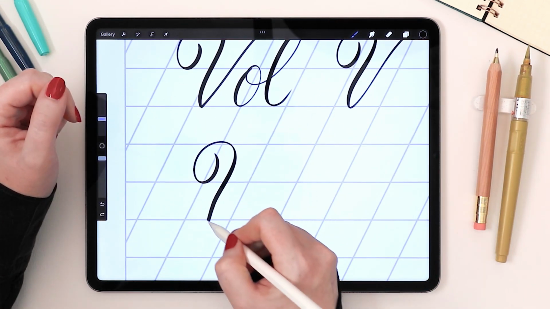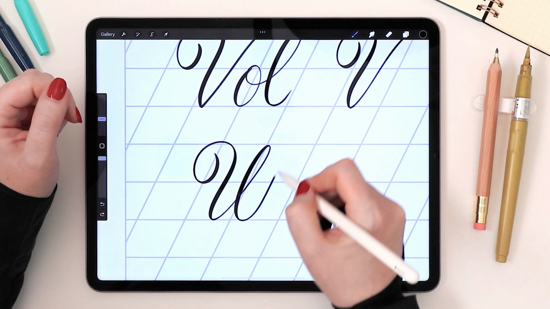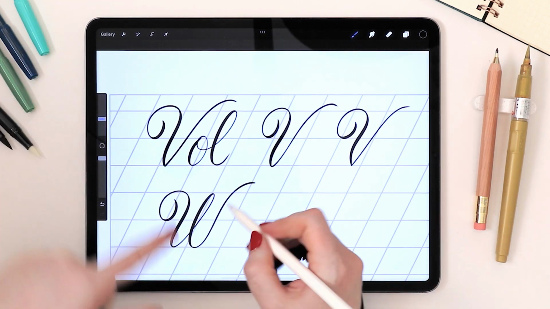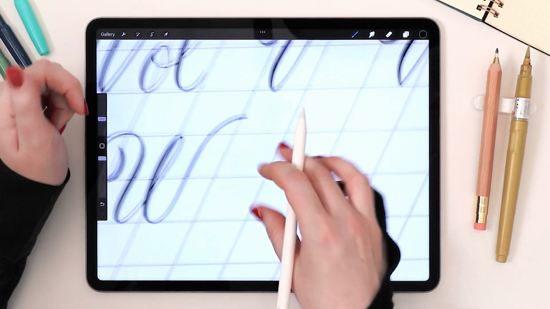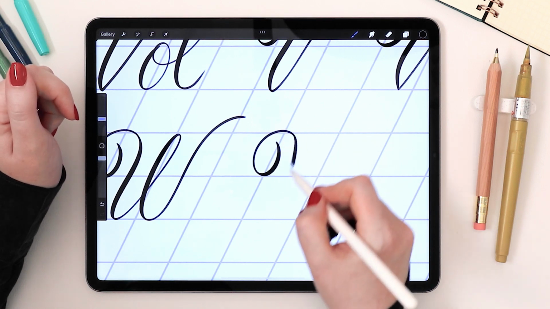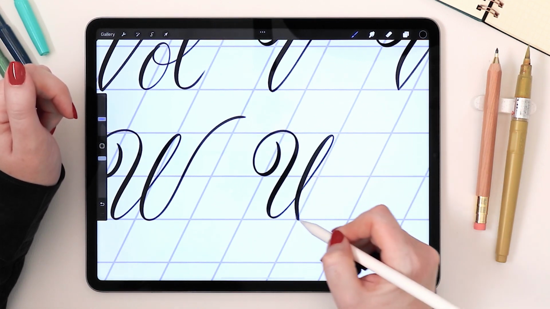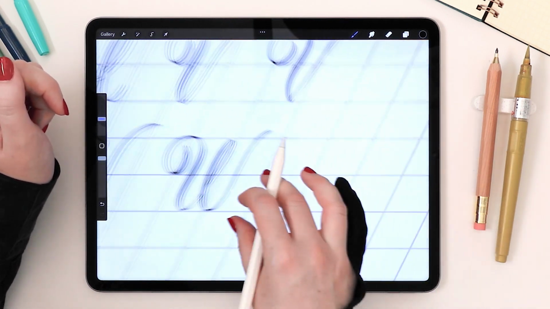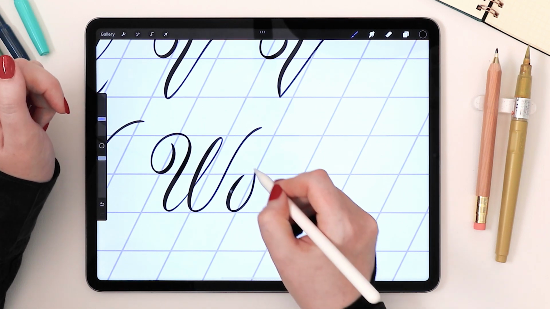W is going to be very loopy and rounded the way that the M was, but like the V, it's going to come up above the ascender line. And this again is not one that can connect to the next letter, so you're just going to have to keep them disconnected but snugly together so that they look cohesive.